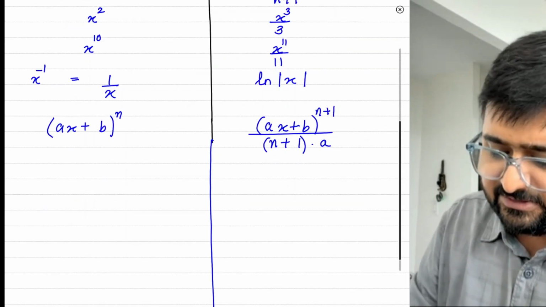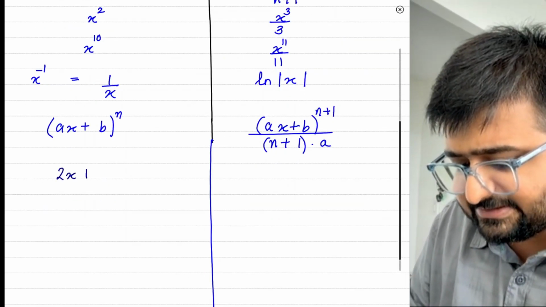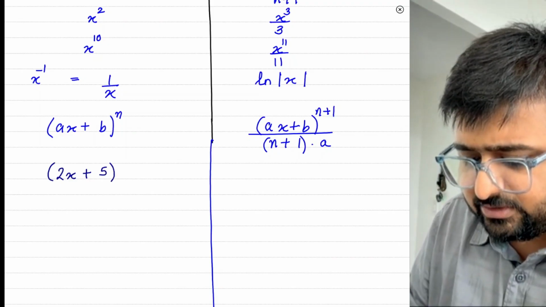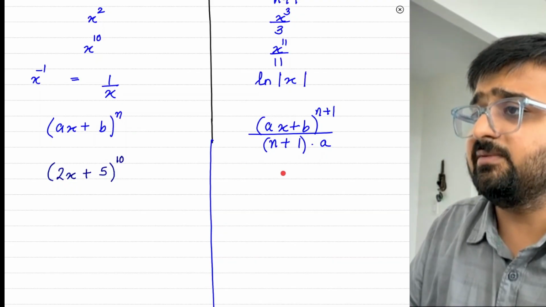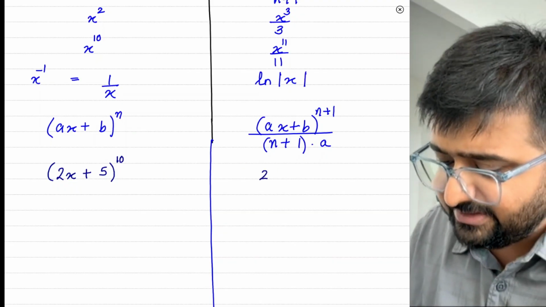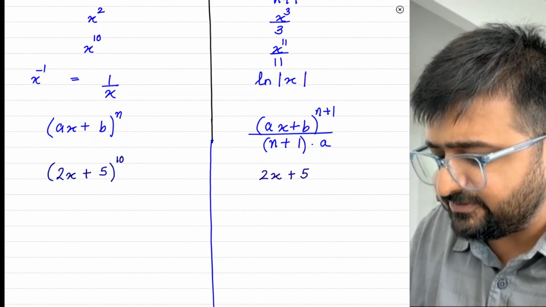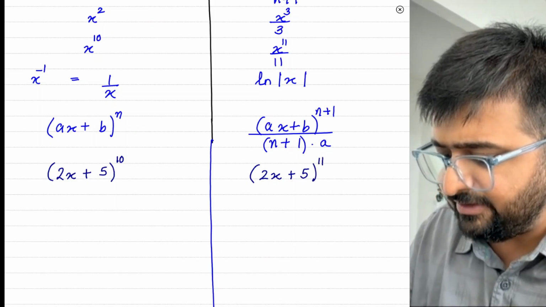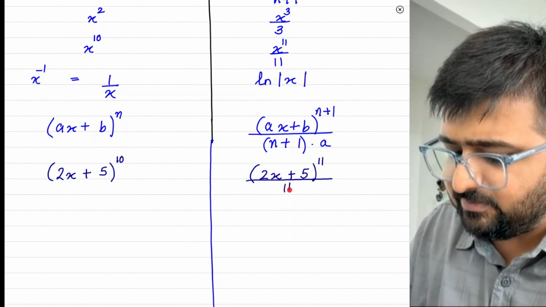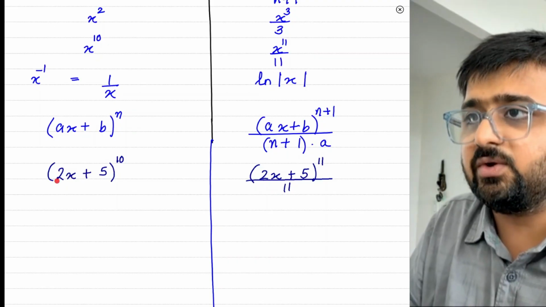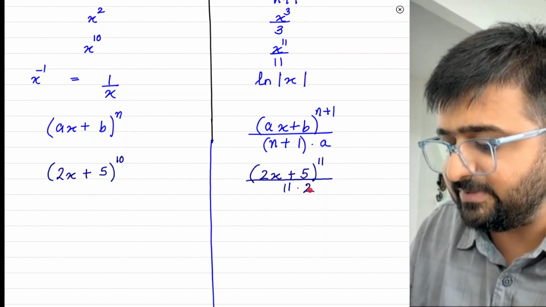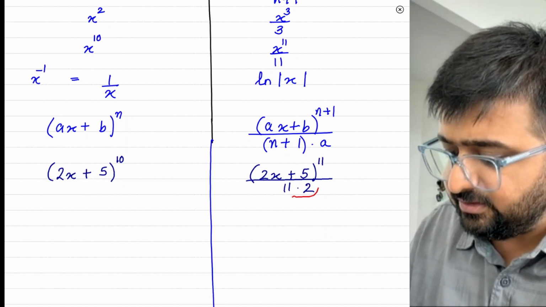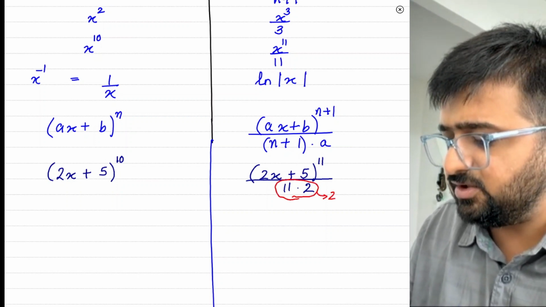Let's look at some examples. For example, if we have 2x plus 5 to the power 10 and we want to integrate that, you can essentially apply the same formula because it's a linear term. So you can write this as 2x plus 5 to the power 11 divided by 11, but you have to remember that you have to divide by the coefficient of x. The coefficient of x here is 2, so you have to divide by 2. So essentially that denominator will end up becoming 22.